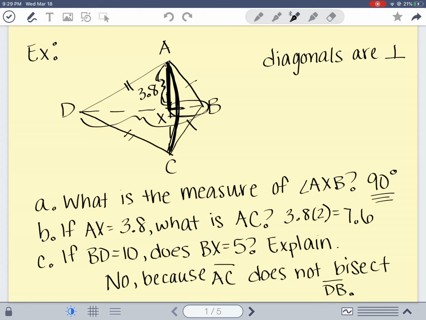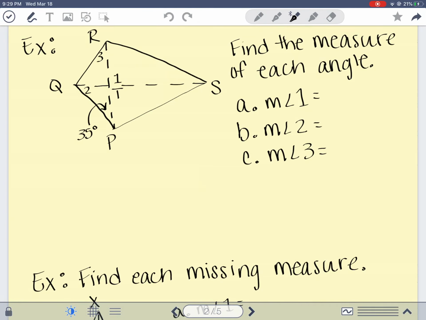All right, so again, if you need time to write that down, pause right here and then just hit play when you're ready. All right, so our next one, we got a little bit more. Here we are just finding the measures of each of the angles. So we have kite QRSP, or I guess kite PQRS. Let's go alphabetically.